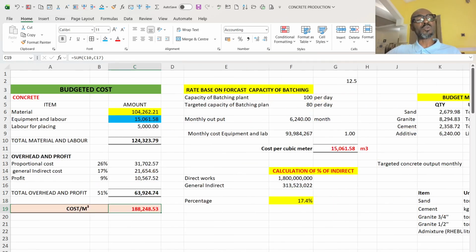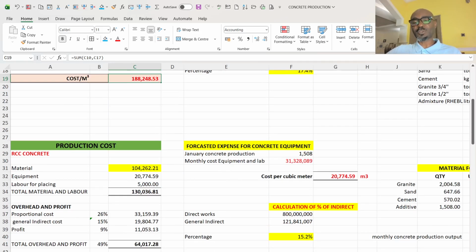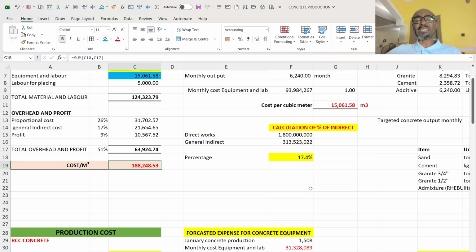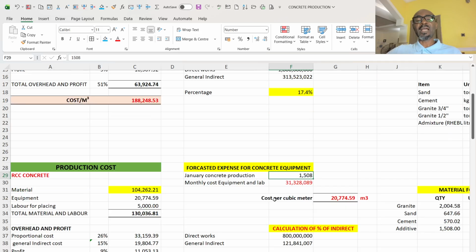So now let's go to my production cost. I assume that in 1 month, I did not meet my target in terms of concrete production. So rather than producing 2,080 cubic meter, I was able to produce 1,508 cubic meter. And what is the corresponding preliminaries for that single month that I have worked?